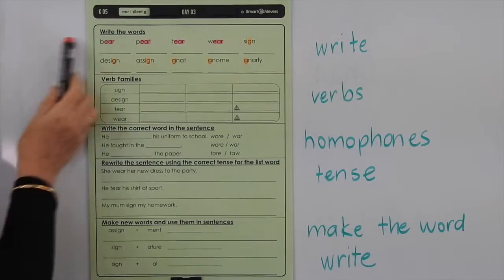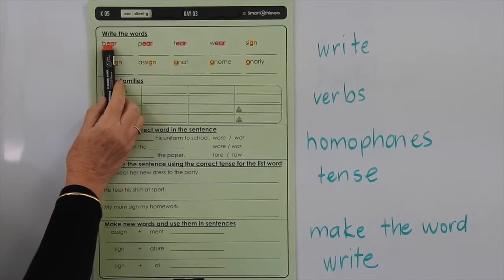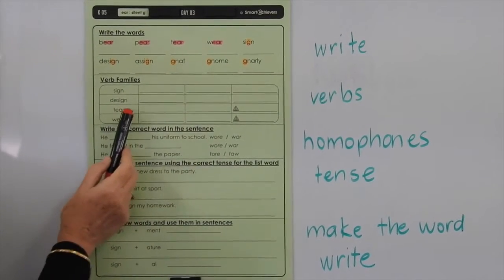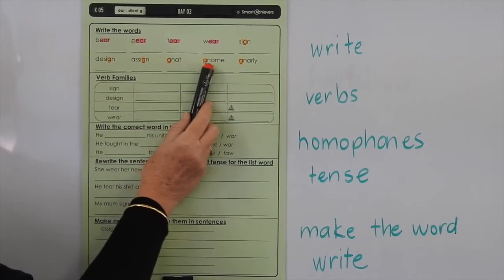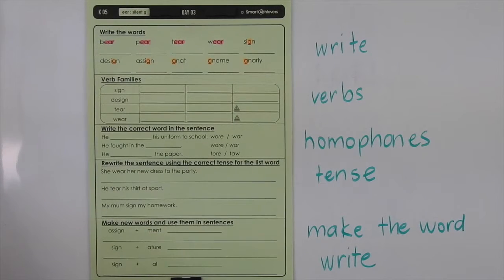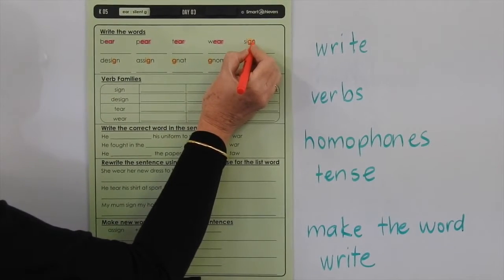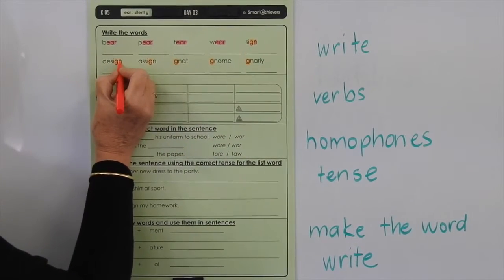This is level K, list 5, and we're doing day 3. Here we're looking at EAR as the air sound in bear, pear, tear, and where. And we're looking at the silent G in sign, design, assign, gnat, gnome, and gnarly. Now, if you have a look at that silent G, it's coming before an N, so you might like to highlight the EAR, the silent G, and then go back and highlight the N.